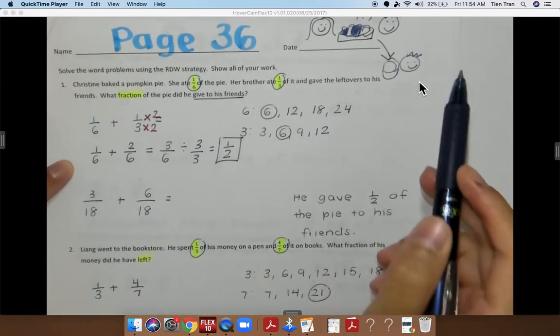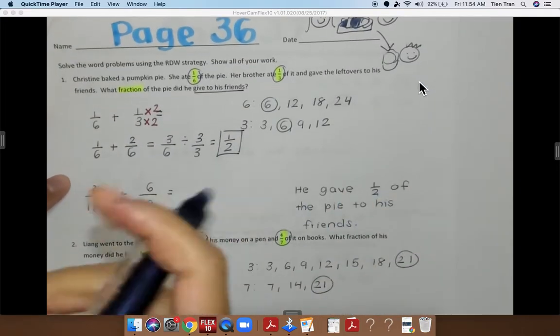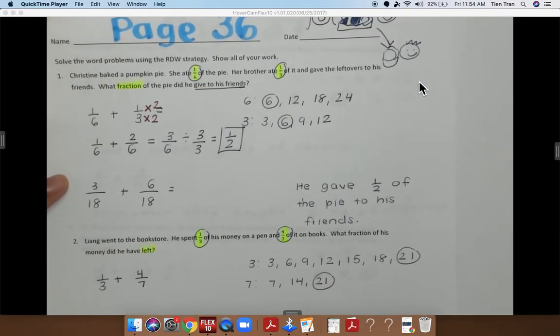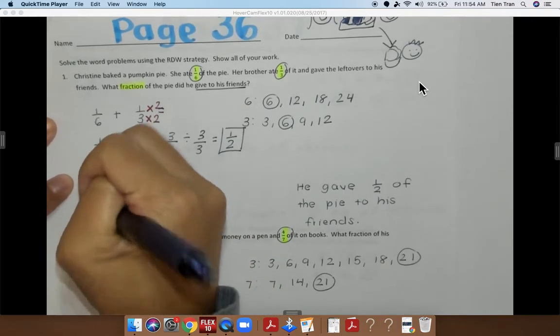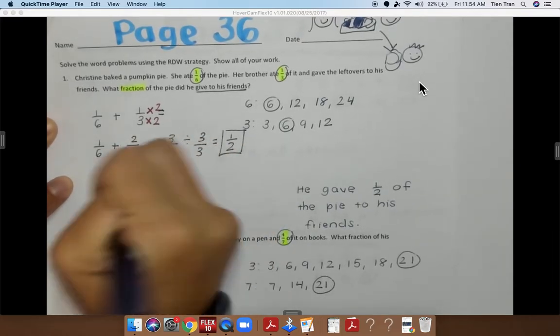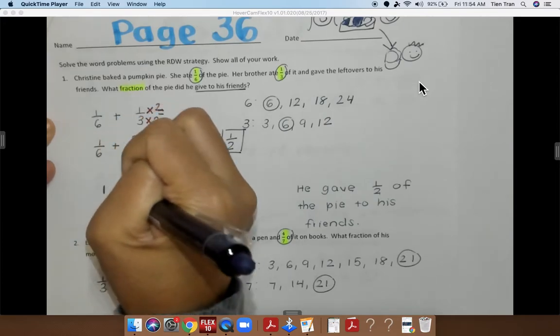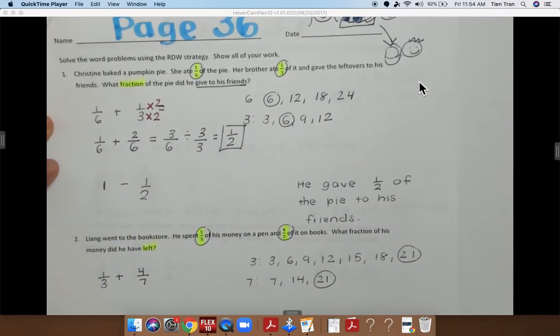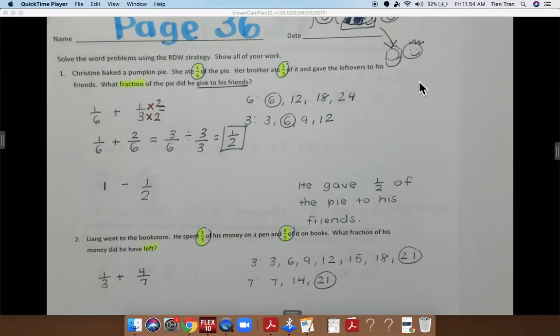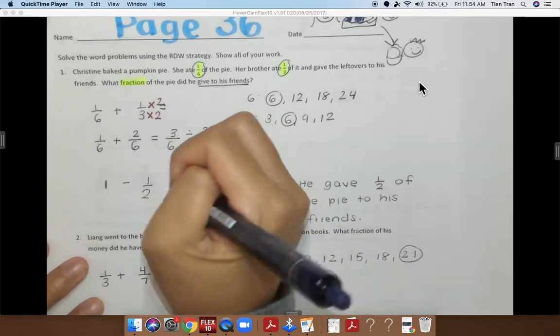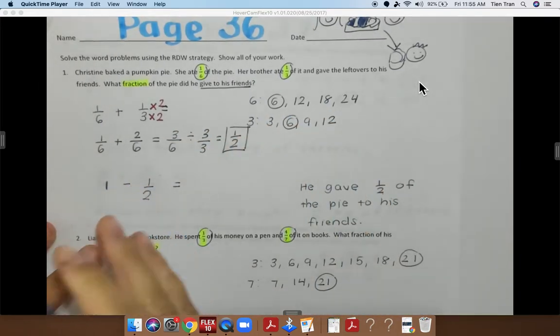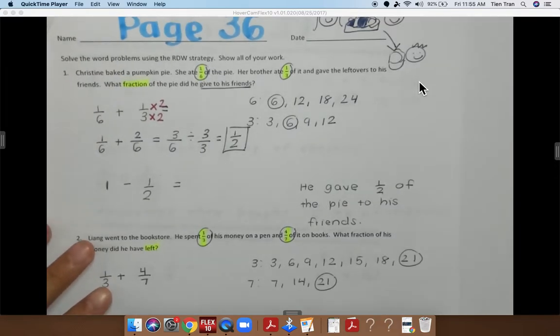So now I need to figure out how much the friend got then, if that's the case. So what I'm going to have is 1 whole minus 1/2. So I'm going to write that down, 1 whole minus 1/2. 1 minus 1/2. Now, simply in my head, I can already picture if they ate half of the pie, then there's going to be half left. So basically, our answer is going to be 1/2. But if you want to find the denominator and all of those things, then you can.